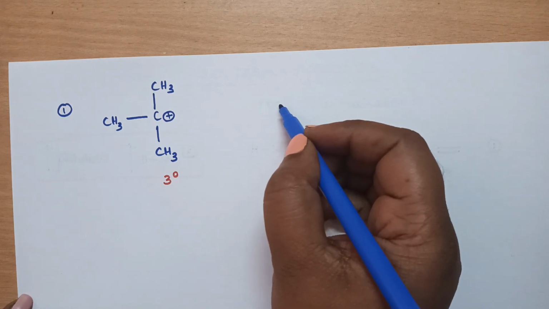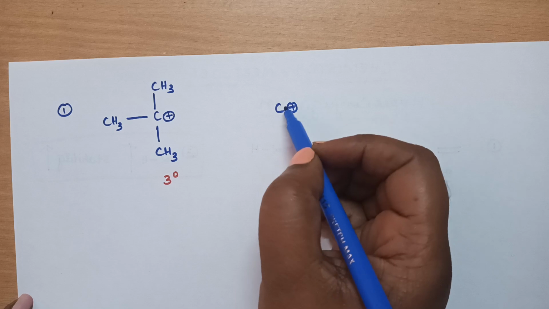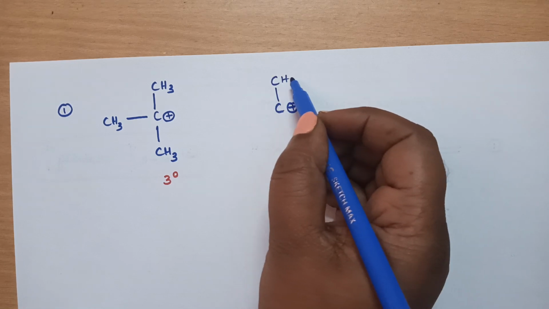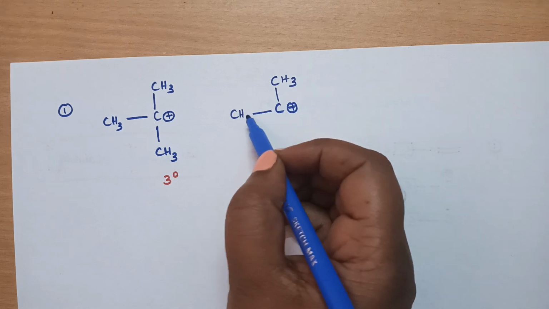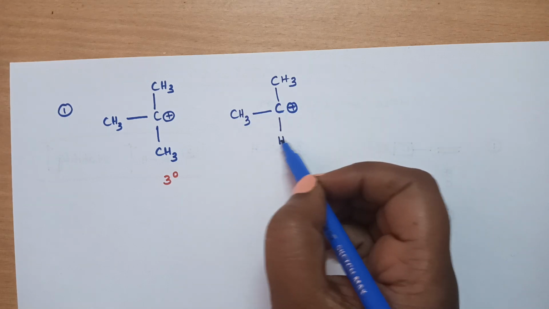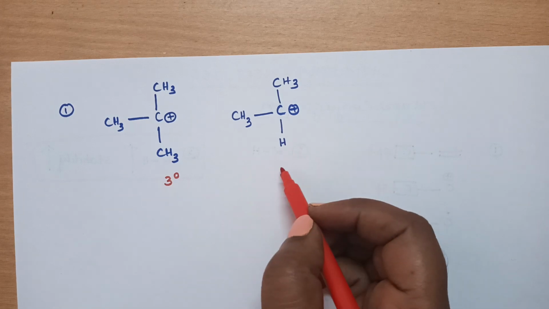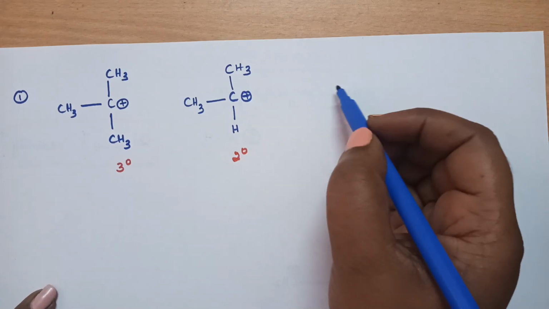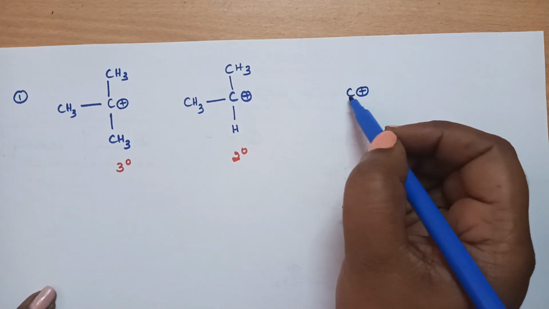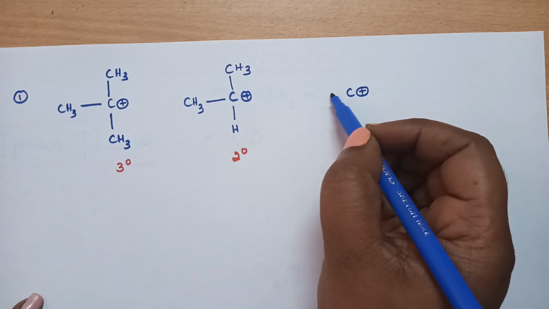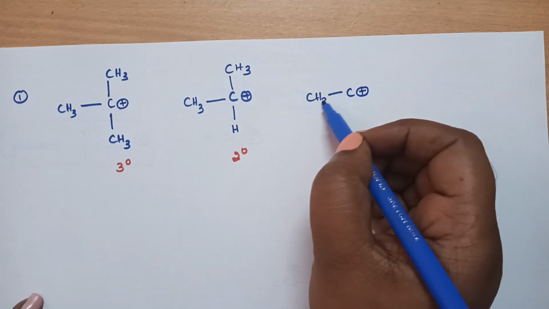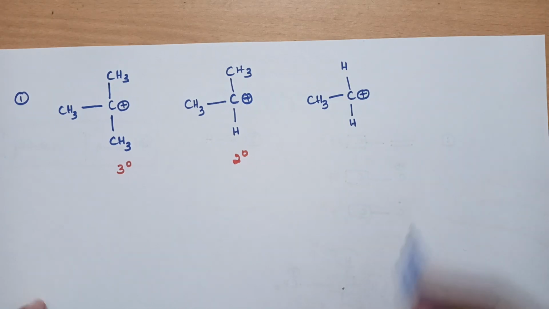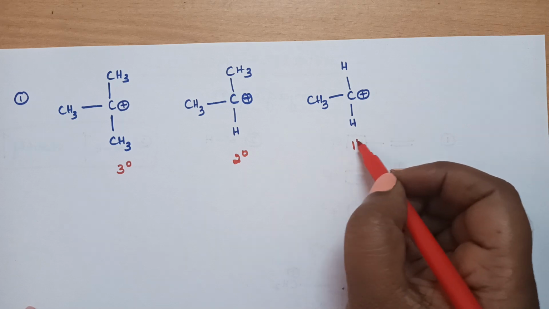We will take secondary carbocation. So secondary carbocation means it should be attached with 2 carbon. So 1 and 2. Other one will be hydrogen atom. So this will be secondary carbocation. Next we will take primary. So primary carbocation means it will be attached with only 1 methyl group or only 1 carbon. Remaining will be hydrogen. So this is primary carbocation.